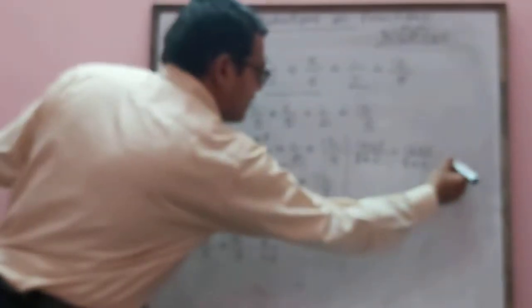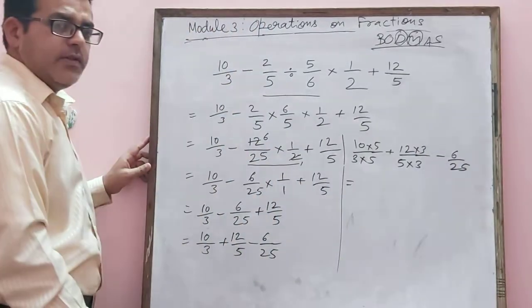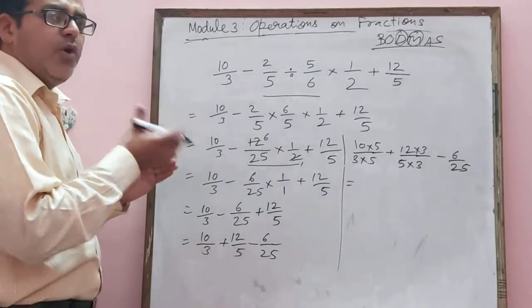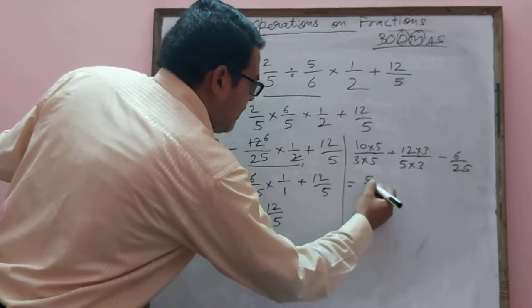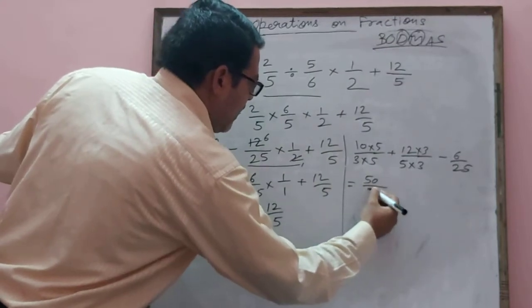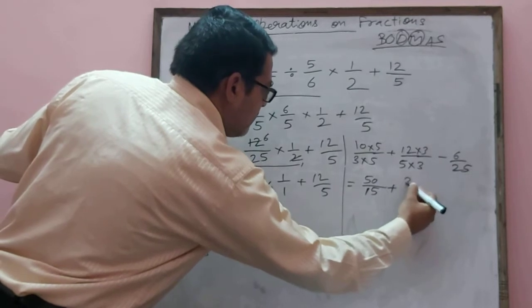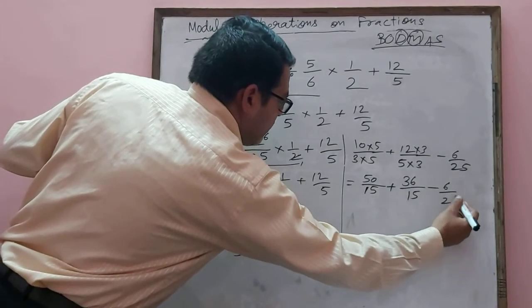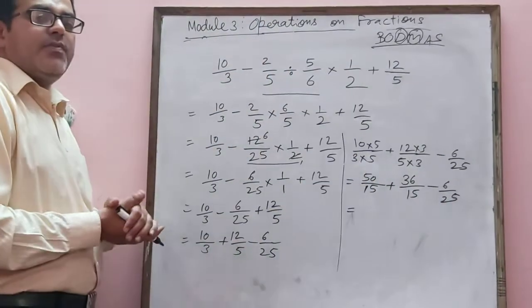And minus 6 by 25 we will write as it is. Hope you understand, guys, because so many questions I have solved here for you, right? 10 into 5 is 50, and 3 into 5 is 15, plus 12 into 3 is 36, then here 15 and minus 6 by 25. Now you can see we have fractions.